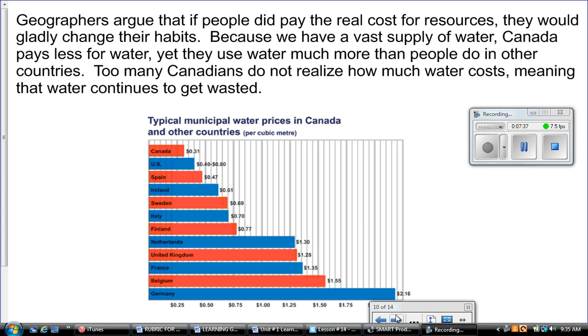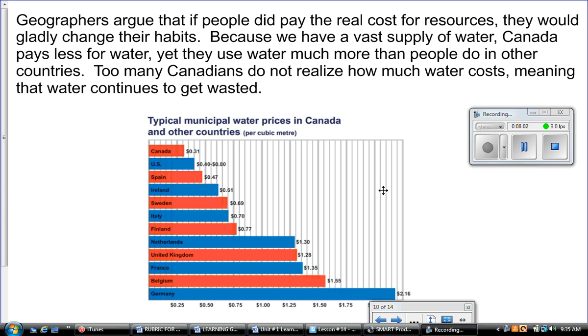Geographers argue that if people did pay the real cost for resources, they would gladly change their habits. Because we have a vast supply of water, Canada pays less for water, yet they use water much more than people do in other countries. Too many Canadians do not realize how much water costs, meaning that water continues to get wasted.